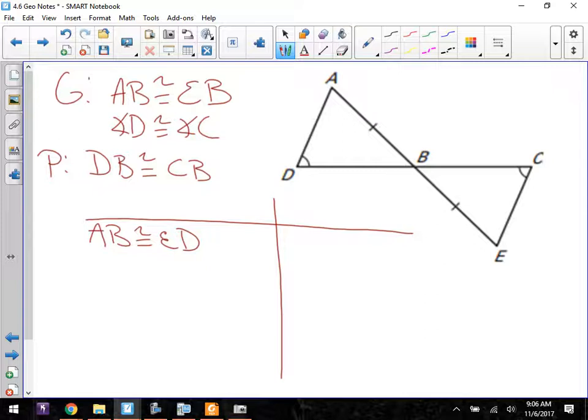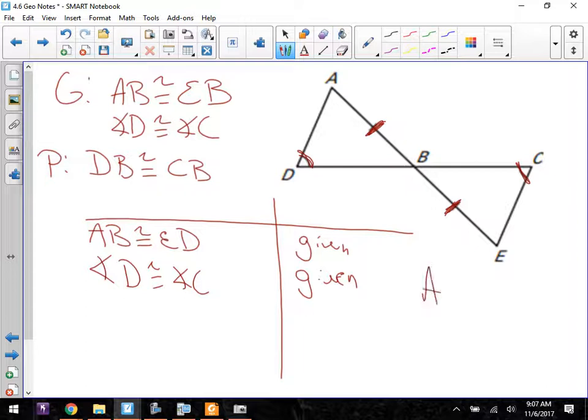So we do this. We have your given. It already was marked up for us to start. Angle D is congruent to angle C. That's also good. Now, in terms of what you have in the triangles right now, you have an angle and a side. You have an angle, but the side isn't next to it at all, so that means you have to get another part to it.